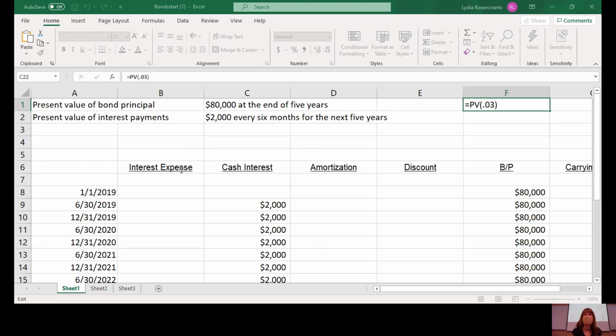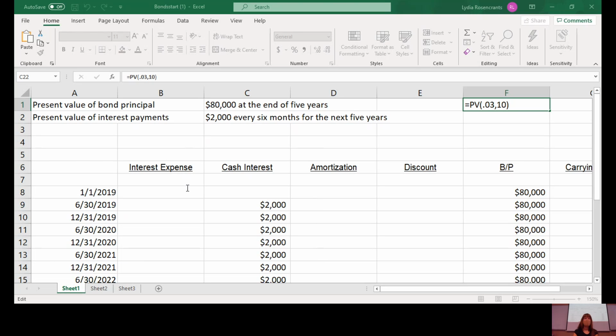Can you tell me how to do the rate one more time? Yes, it's the market rate divided by 2. So it's 6% divided by 2 because we're doing semi-annual. So you have the interest rate, you double the number of periods. Since it's a 5-year bond, we have 10 interest payments. So we're going to use 10.